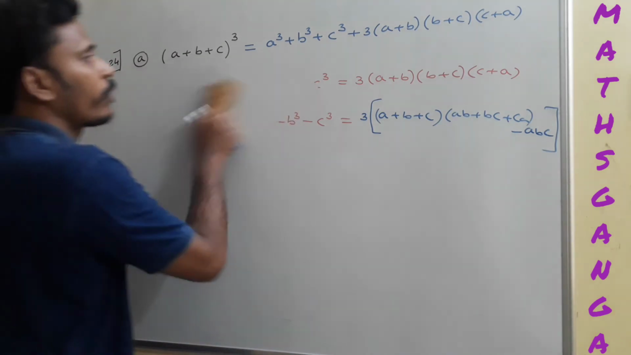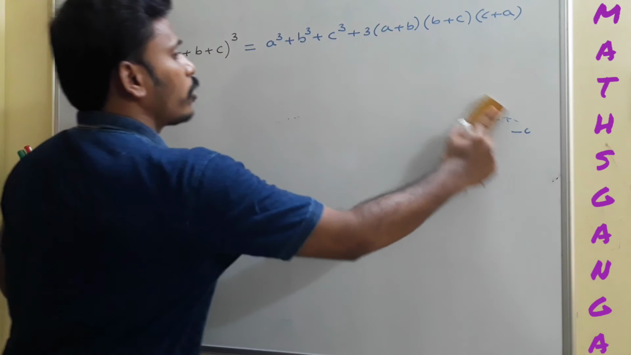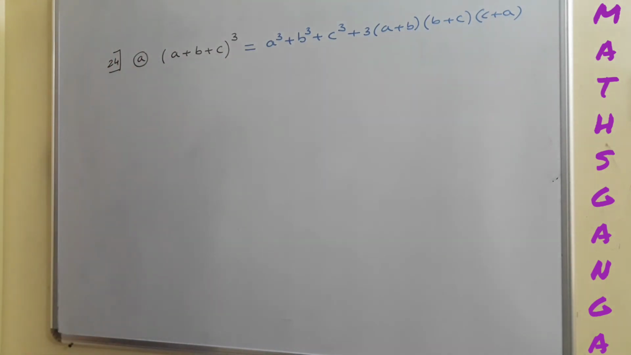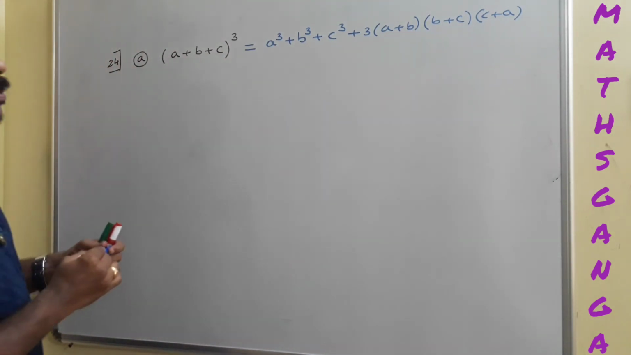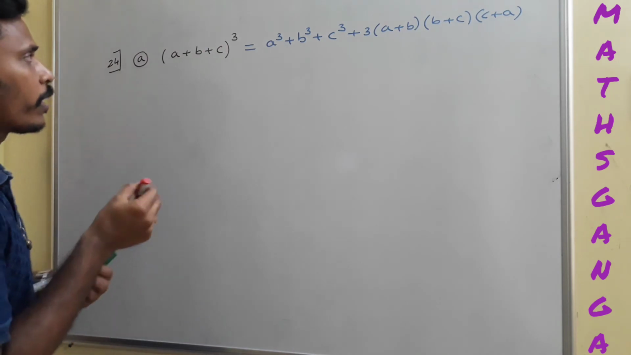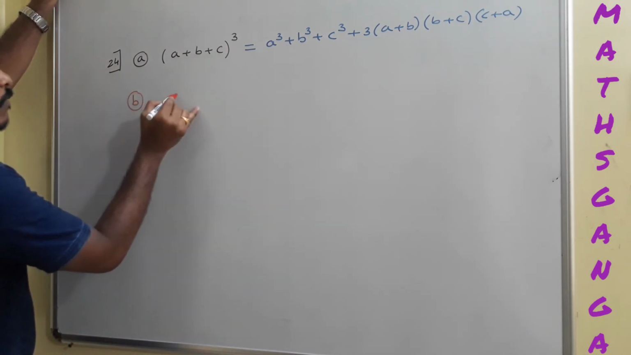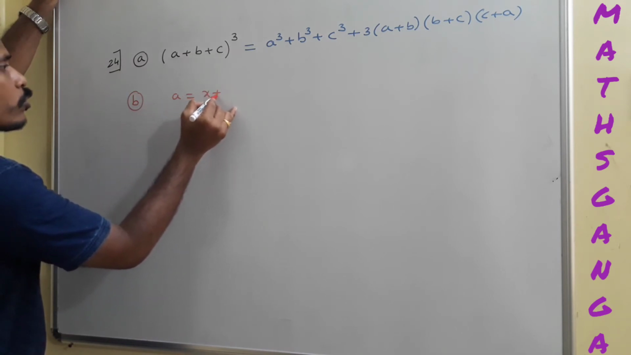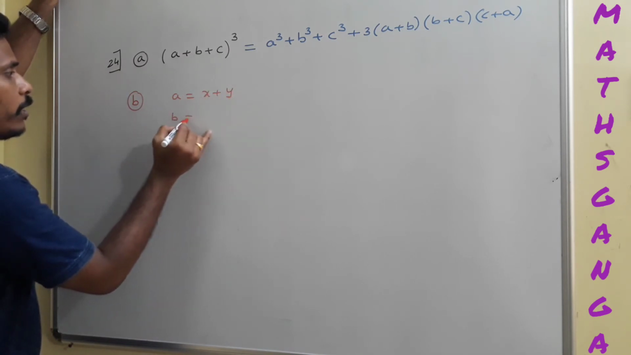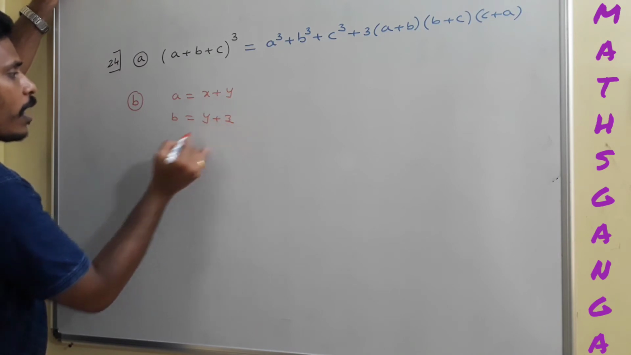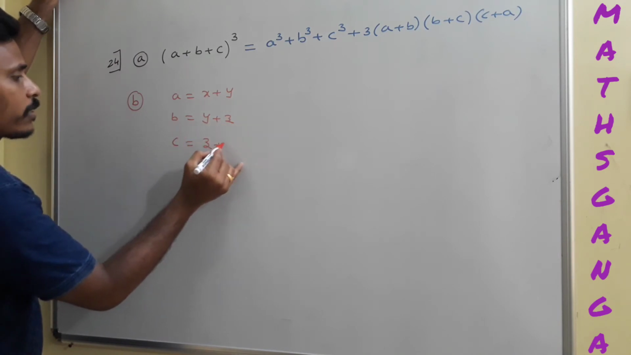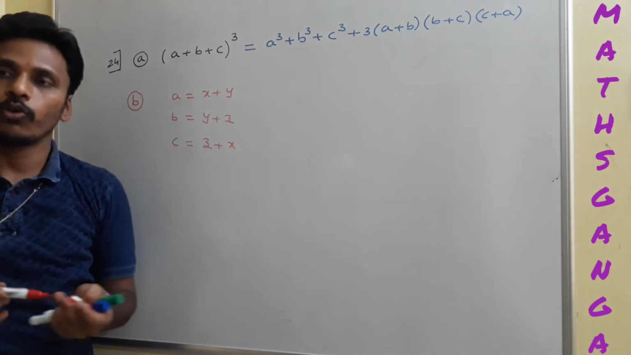And the next thing is, using a plus b plus c whole cube is equals to a cube plus b cube plus c cube plus 3 times of a plus b into b plus c into c plus a. Sometimes we will solve different problems, for example, you take a is equals to x plus y, b is equals to y plus z, and c is equals to z plus x. What will happen? You need to identify.